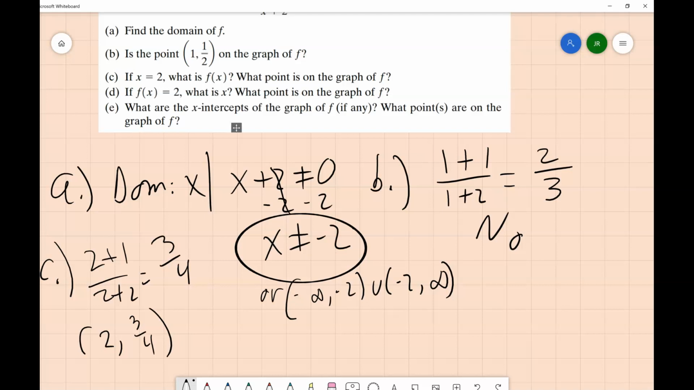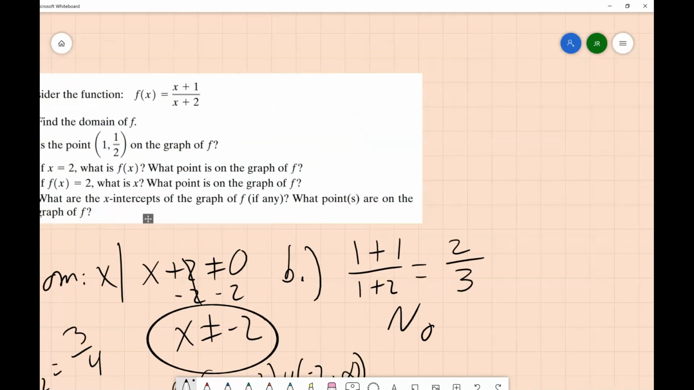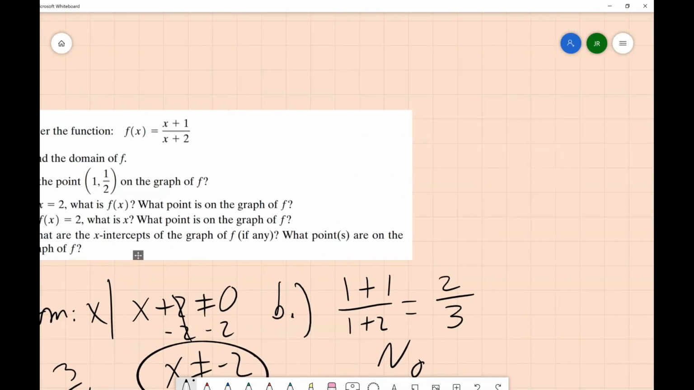Part D. If f of x equals 2, what is x? That means I'm plugging 2 in for f of x, not for x, but for f of x. So 2 goes in the place of the f of x. I don't have room for D right there, so I'm going to come over here and do it. Part D. I'm going to plug 2 in for f of x, and then I'm going to solve for x.